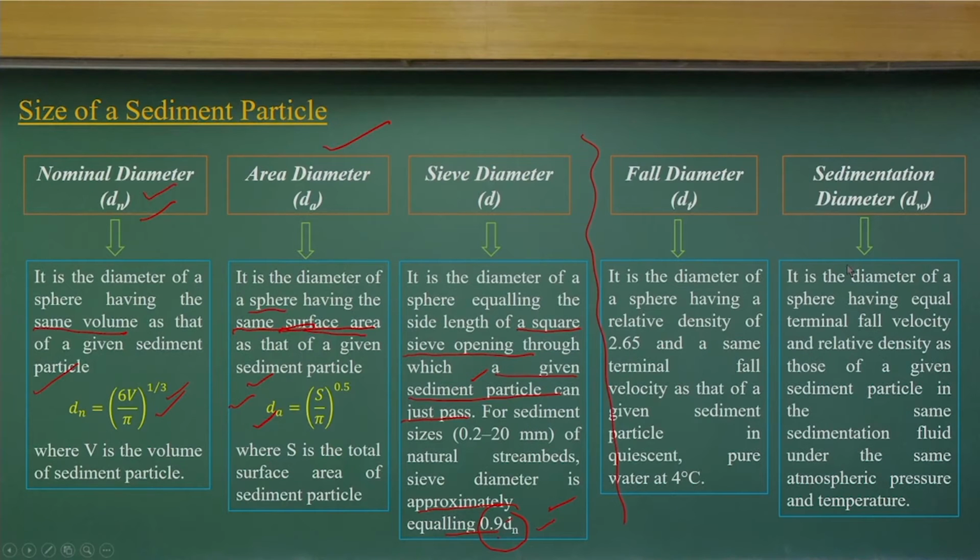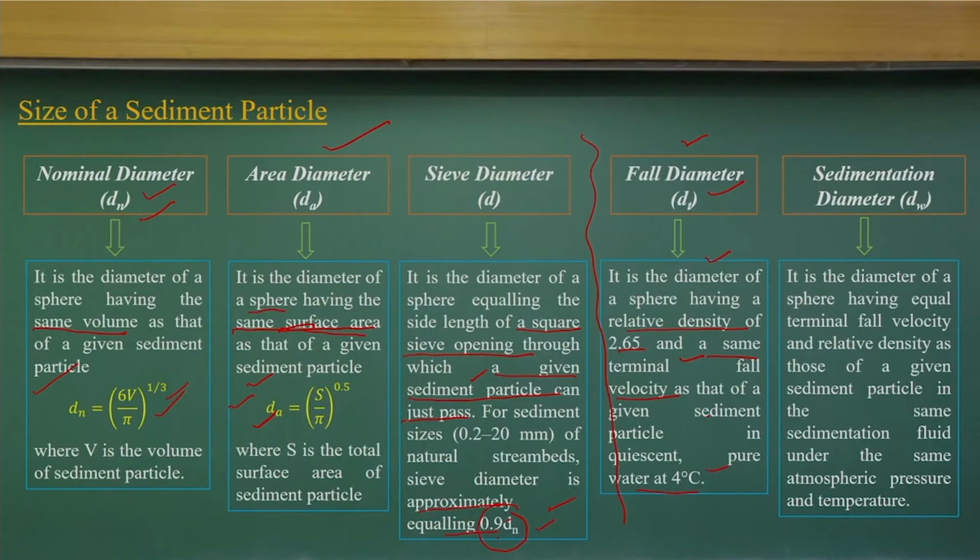Now let's look at the other two: fall diameter and sedimentation diameter. In many sediment transport processes, the sediment tries to fall down, so we want to know the fall velocity. We find the diameter of an equivalent sphere having a relative density of 2.65 at a temperature of 4 degrees. That diameter we call the fall diameter. It is related to sediment fall and the deposition process.